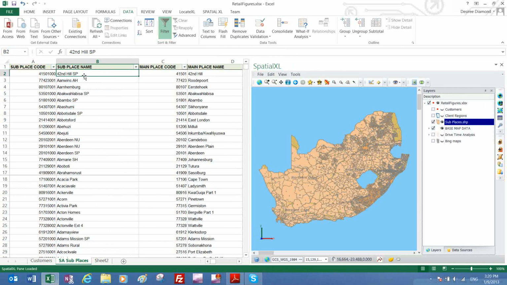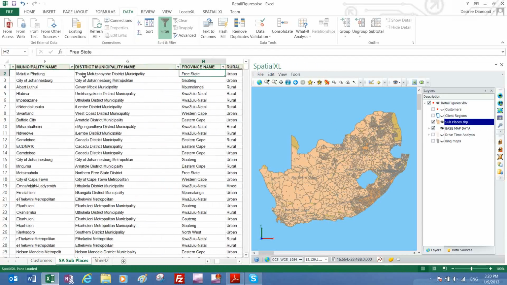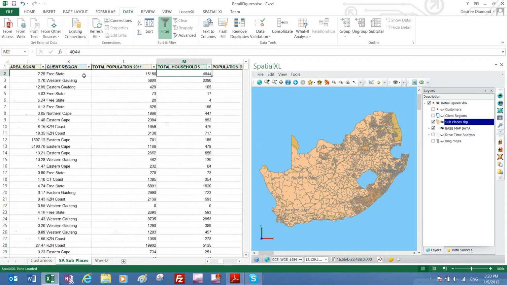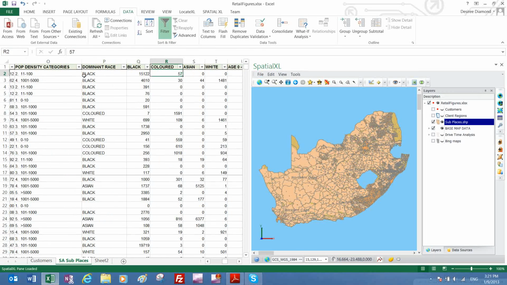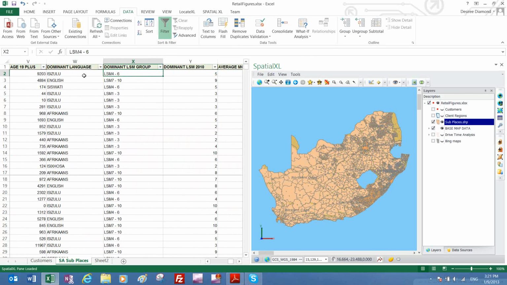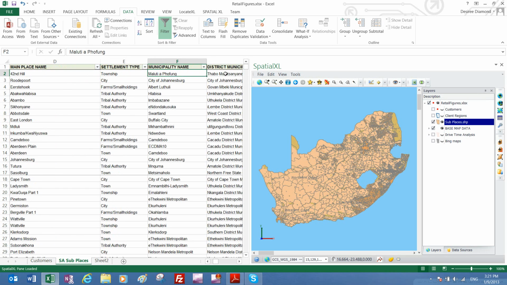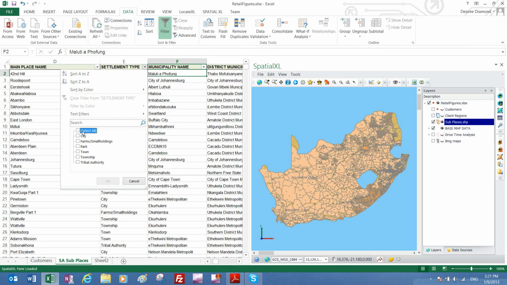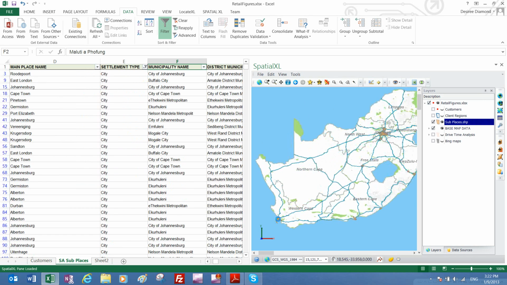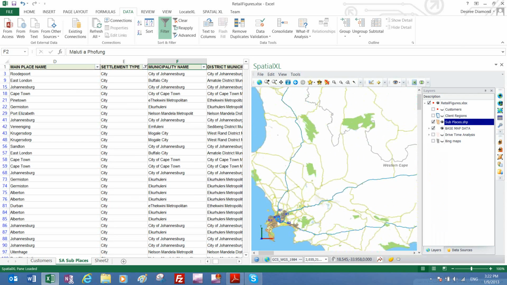So with the demographic information we've got, we have different places and subplaces, all with associated populations, population density, dominant race, as well as the dominant living standard measure groups of every area. We can filter this information in the same way as we could filter our points. So I can filter with any kind of filter like city areas, and you can see all these different areas that are city areas.